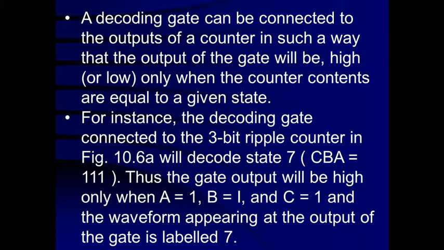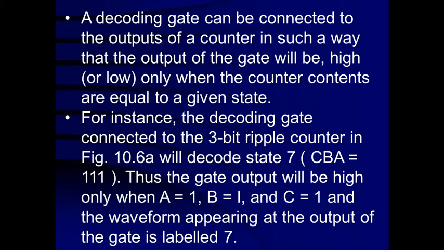Decoding gates can be anything: an AND gate, OR gate, NAND gate, NOR gate, etc. The output of the gate is going to be either low or high when that particular state of the counter is contained. So the decoding gates can be connected to the output of the counter in such a way that the output of the gate will be either high or low only when the counter contains a given state.